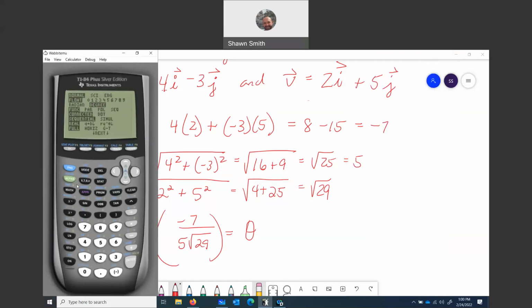And I hit inverse cosine, the second cosine button, and we have -7 divided by, put parentheses, because otherwise it's just going to divide by the 5 and then multiply. We want to divide all by 5 square root of 29. And then close off the denominator. I can close off the argument if I want to. That's good. It doesn't matter for that second one. In the calculator, hit enter, and I have roughly 105 degrees.